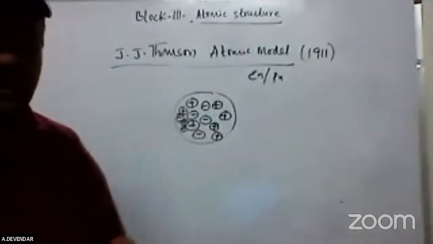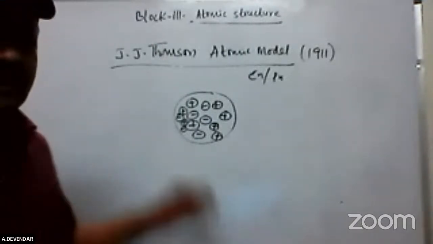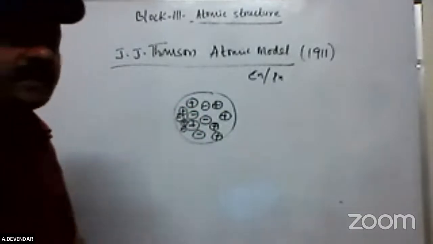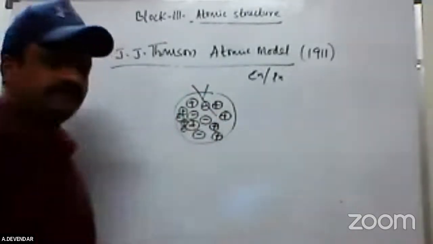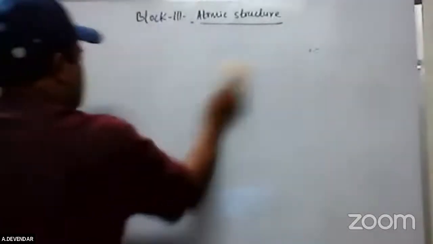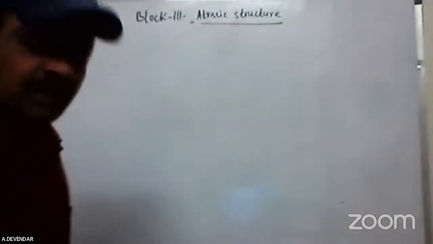inside the atom only. But according to our concept, when the positive and negative charges are very close to each other, the atom will collapse. So it does not explain. That's why J.J. Thomson atomic model is discarded. The next model is Rutherford atomic model.